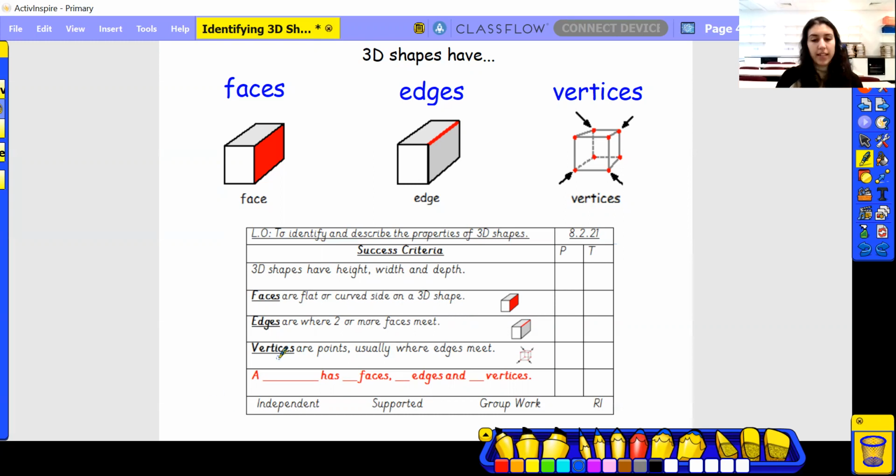Vertices are points usually where edges meet. Let's say that together. Vertices are points where edges meet. Sorry, let's say that one more time so that I can say it properly. Vertices are points usually where edges meet. Super. So you can see that this is an edge, this is an edge, this is an edge, and they are meeting at this point here, which we call a vertex. If I've got more than one vertex, I call them vertices. Now it says usually where edges meet, because on this 3D shape here that we've got, there are no edges here, but this is still a vertex. It's still a point, okay?